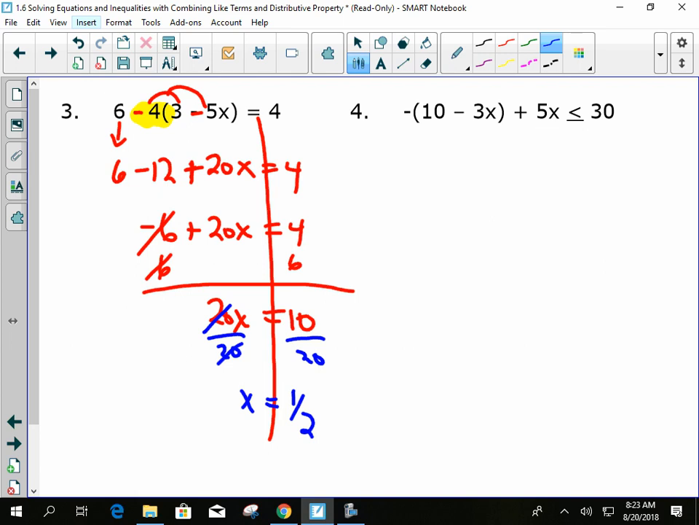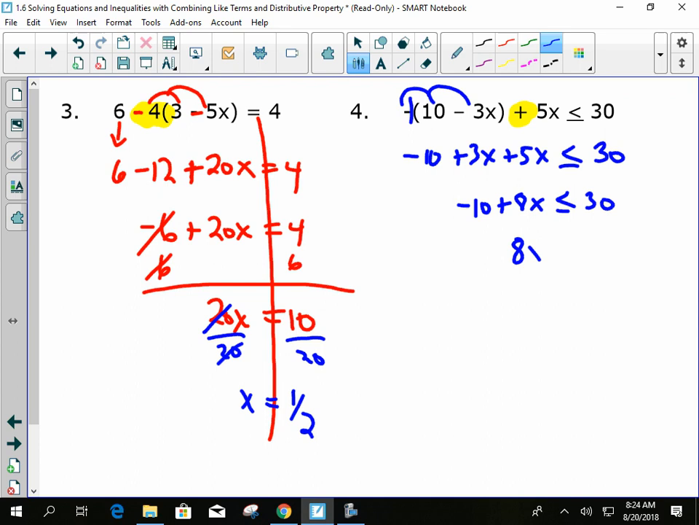Now, number 4. The 5 is not your distributor because there's a sign between it and the parentheses. That negative sign is. I'm going to put a -1 there. I have to distribute the -1. -10 plus 3x plus 5x is less than or equal to 30. 3 and 5 both have x's. -10 plus 8x is less than or equal to 30. 8x is less than or equal to 40. X is less than or equal to 5. Yabba dabba doo.